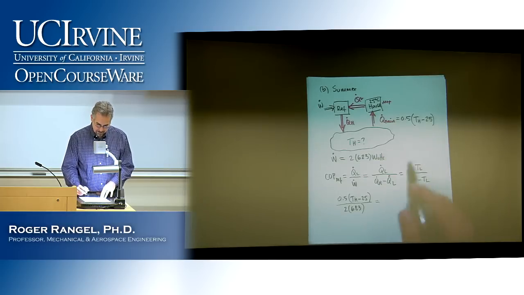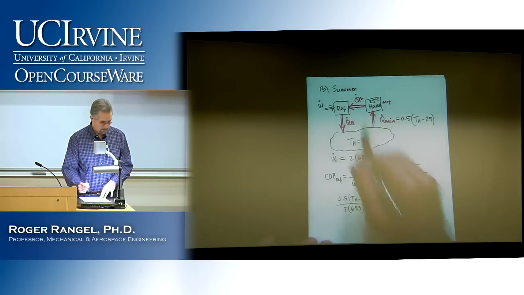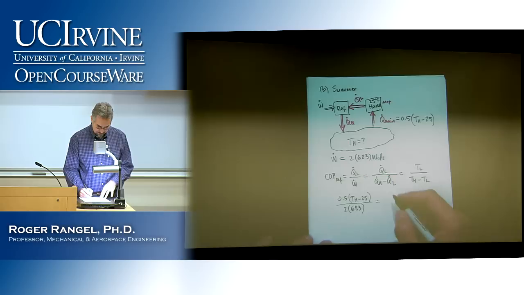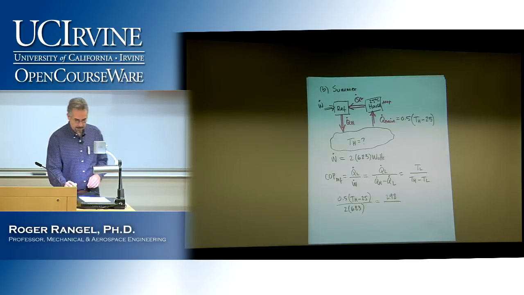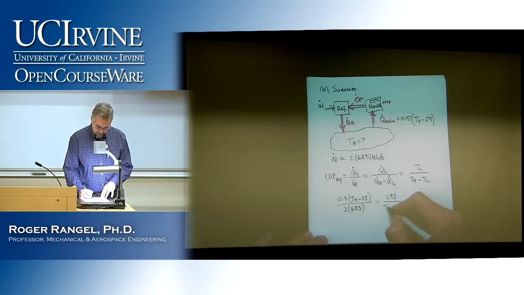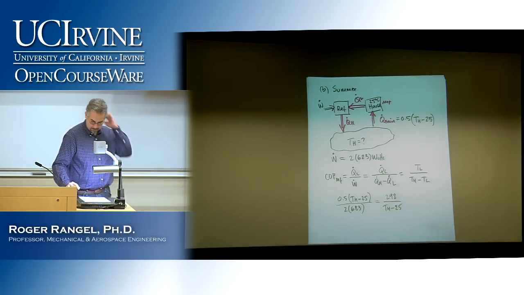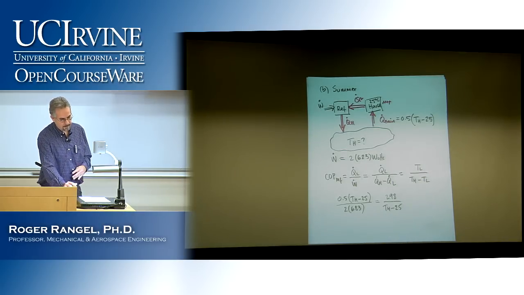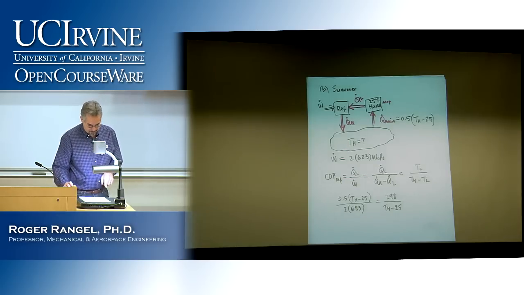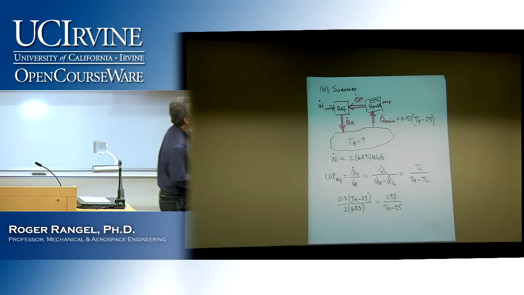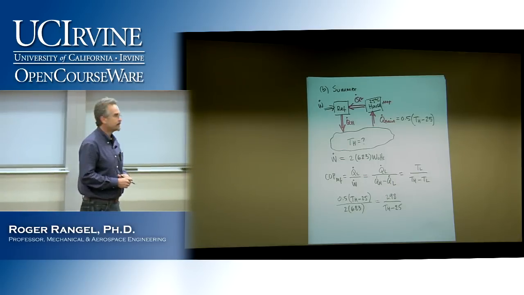On the right-hand side, TL is the house temperature, but I need to put it in Kelvin, so that's 298. And at the bottom, I have TH minus 25. Let me check, yes, that's correct, because TL is 25. So the only thing I don't know in this equation is TH, and I can solve for TH.